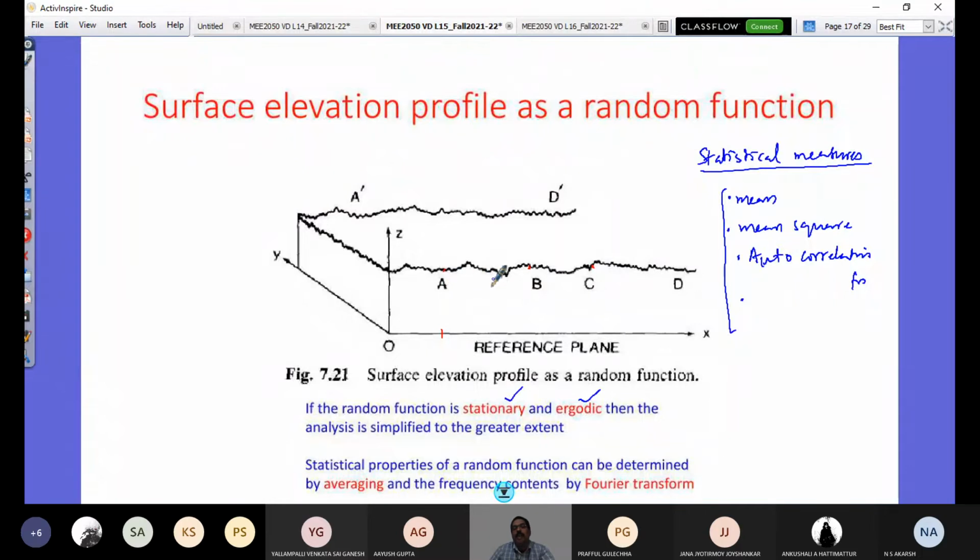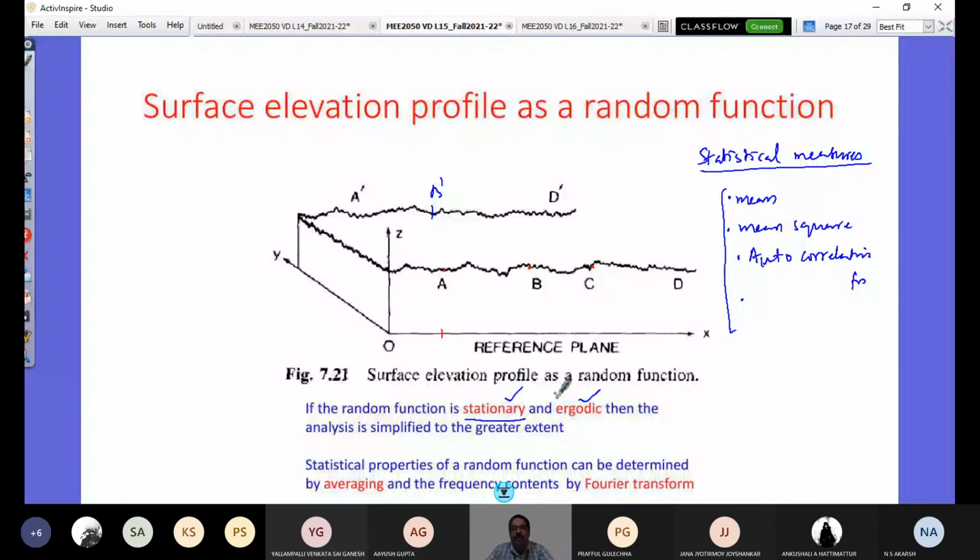If my mean or mean square value or autocorrelation function, from the data taken from A to B along the length of the road in this particular section, is the same between B to C or C to D, then I call that road profile a stationary random function road profile. If the mean between A and B and A' and B' is the same here, and in any section parallel to this section, then it is called an ergodic function. The international highways are laid so that they can be best approximated by stationary ergodic functions, and then the analysis becomes very simplified to a greater extent.